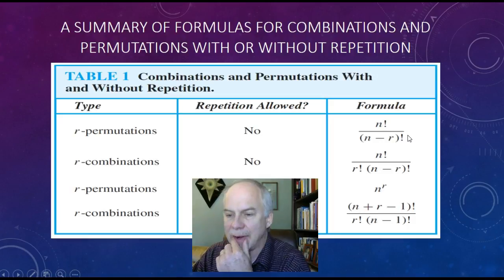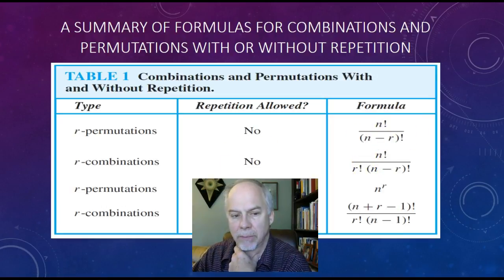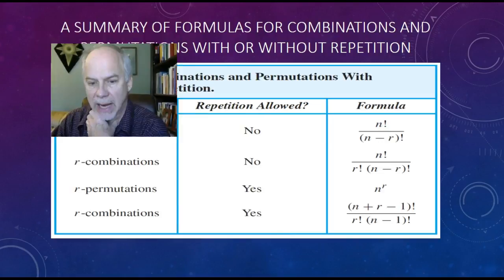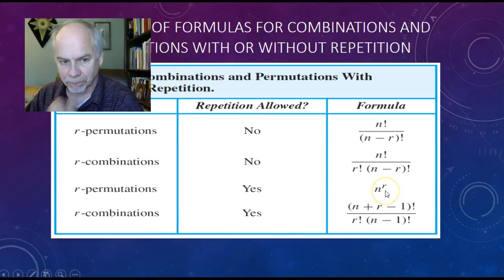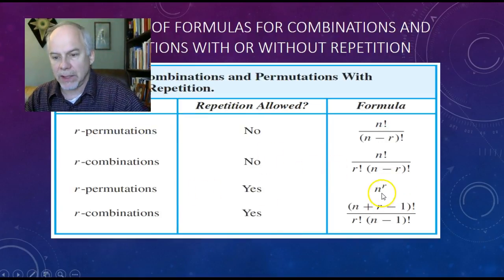And that could be written in a different way we had in the beginning. When it's a combination, you have to divide by the r factorial quantity on the bottom there. But when you're allowed to have repetition, then it's just n to the r power, okay?